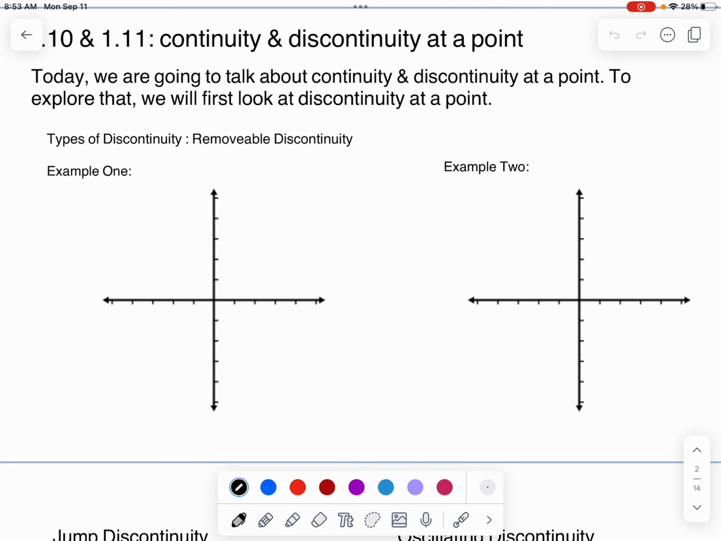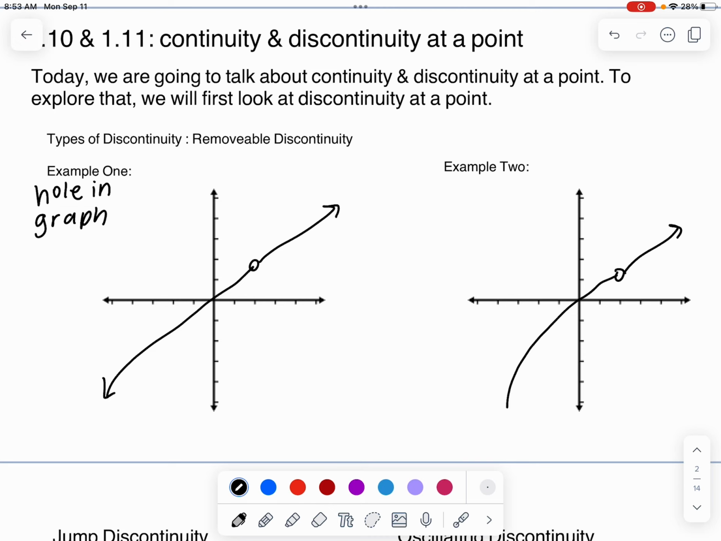So there's three types of main discontinuities. The first one is a removable discontinuity. And so here's an example of a function with a removable discontinuity. Basically, there is a hole in the graph. And then sometimes the hole in the graph has a little point above it somewhere else. So sometimes there's a hole in the graph and a point exists somewhere else, like on top of it or below it, or sometimes it doesn't.